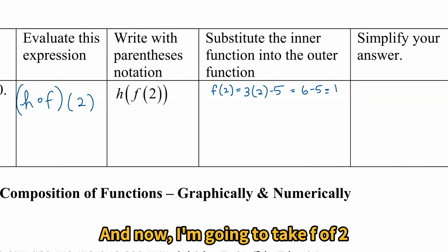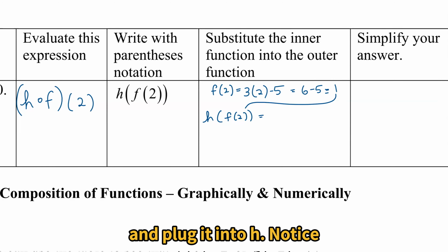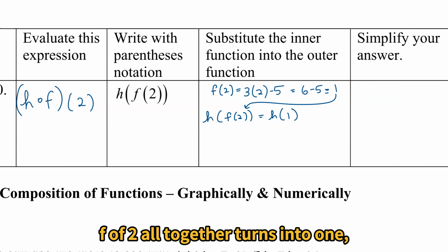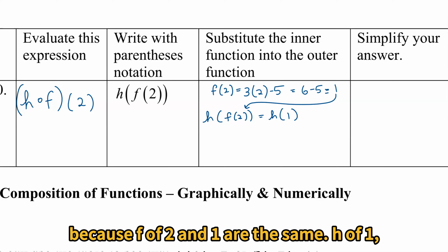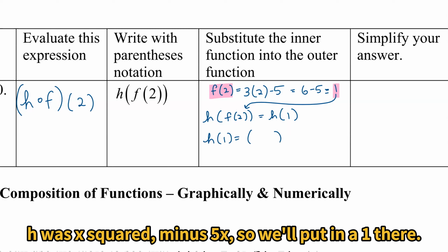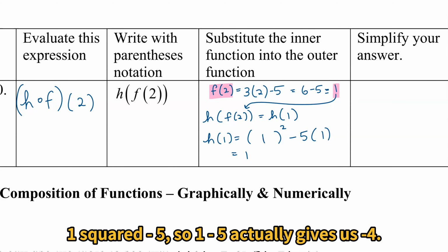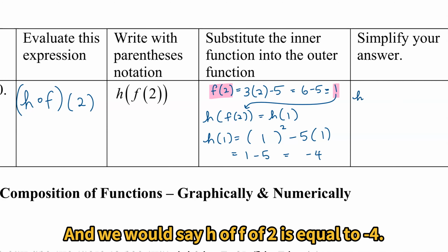And now I'm going to take f of 2 and plug it into h. Notice f of 2 all together turns into 1 because f of 2 and 1 are the same. h of 1, h was x squared minus 5x, so we'll put in a 1 there. 1 squared minus 5, so 1 minus 5 actually gives us negative 4. And we would say h of f of 2 is equal to negative 4.